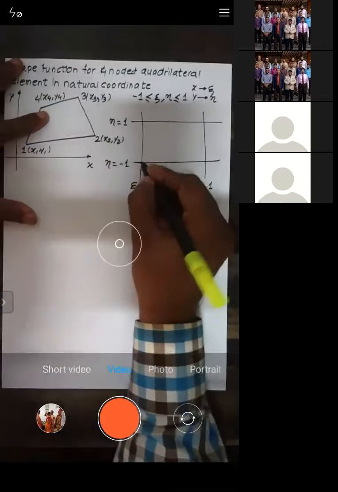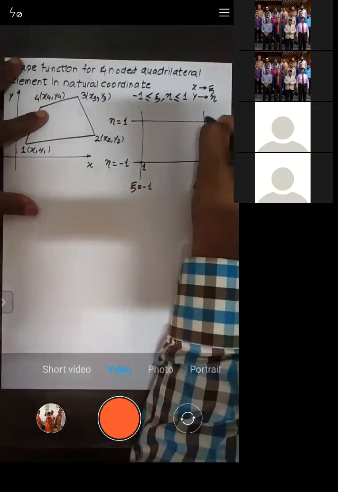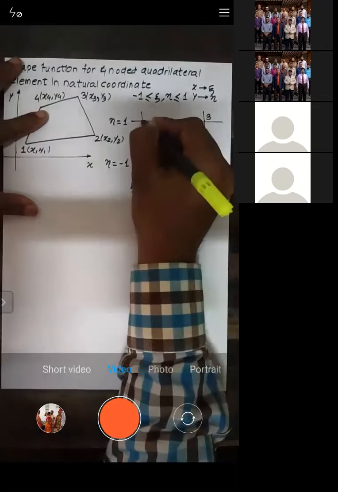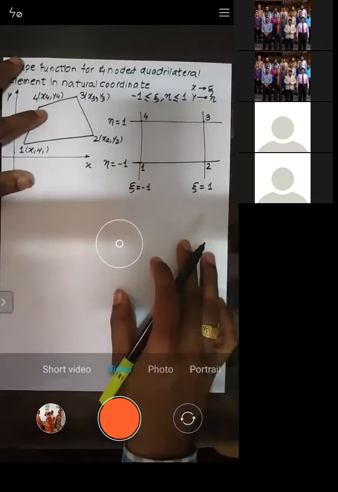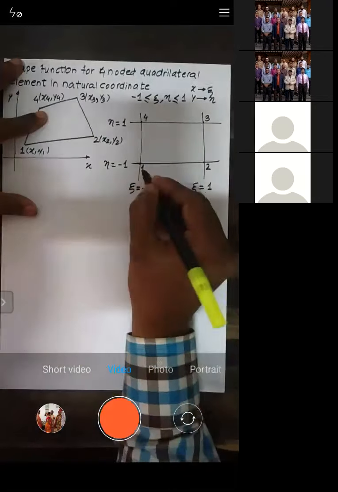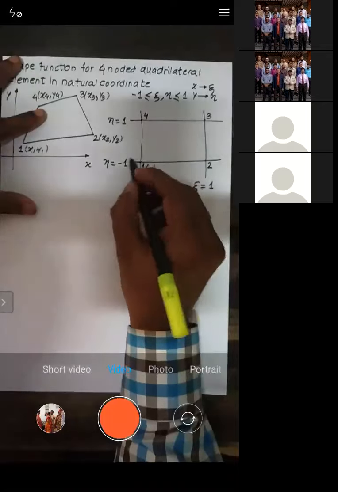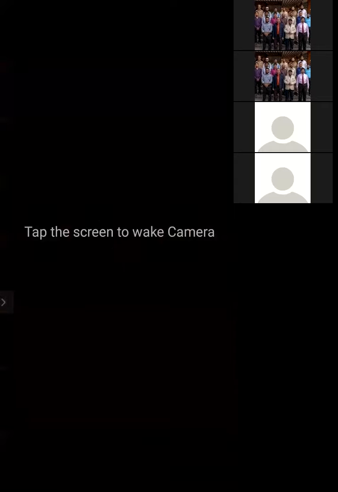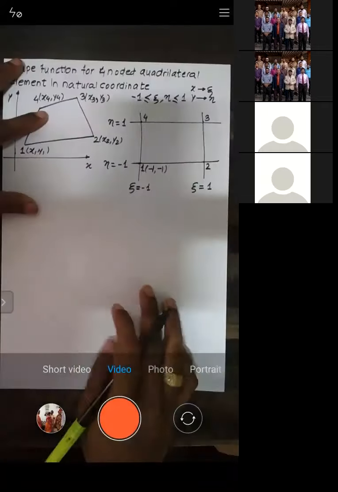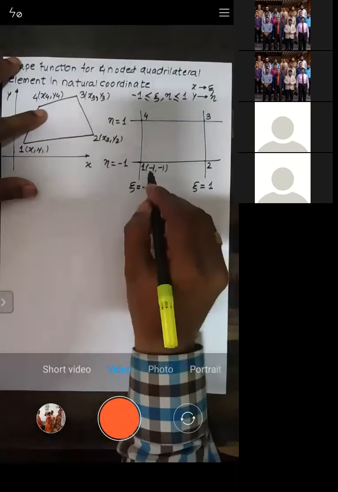Right? So I will assign them coordinates. Let this be node 1. Let this be node 2. Let this be node 3. And let this be node 4. Node 1, node 2, node 3, and node 4. Now I need to assign the coordinates. What is the zeta here? -1. At this point, what is zeta? -1. What is neta? -1. So this is -1, -1. Zeta is -1, neta is equal to -1. So the coordinate is -1, -1.